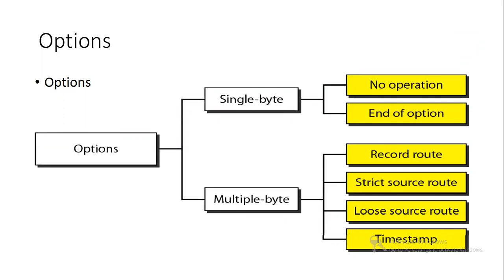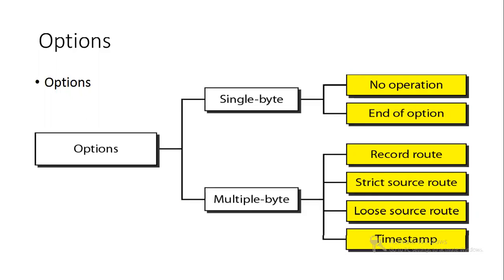Although options are not a required part of IPv4 header, option processing is required of the IPv4 software. This means that all implementations must be able to handle options if they are present in the header. Options are divided into two broad categories, single byte options and multi-byte options. We give a brief description of the options here. For a complete description, we can study further, especially about the options, from different sources on the internet.